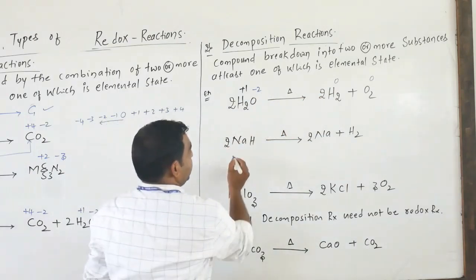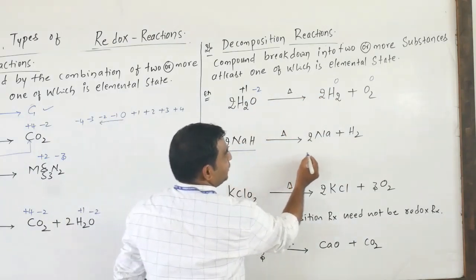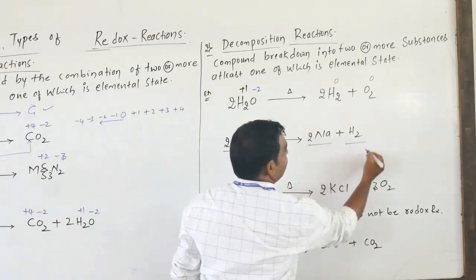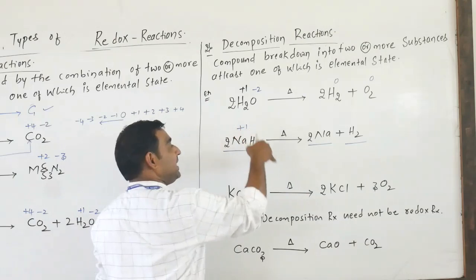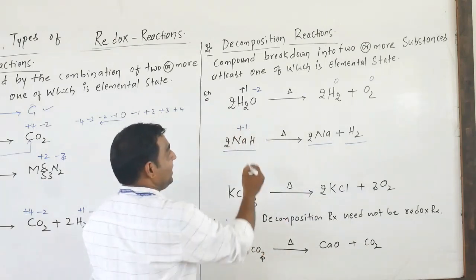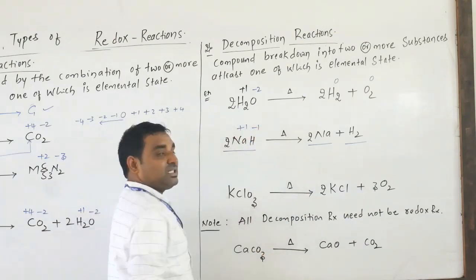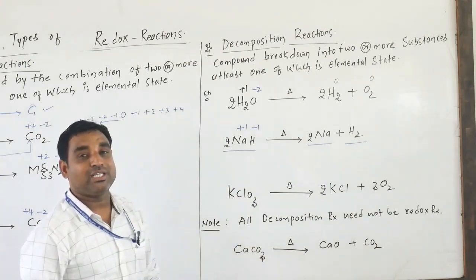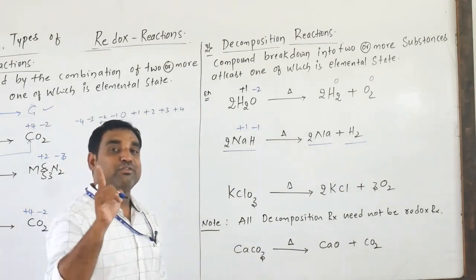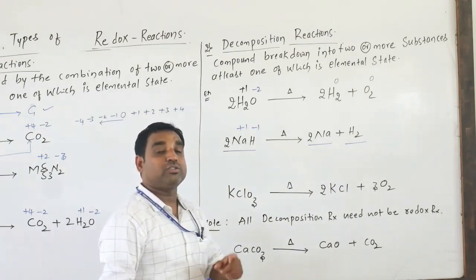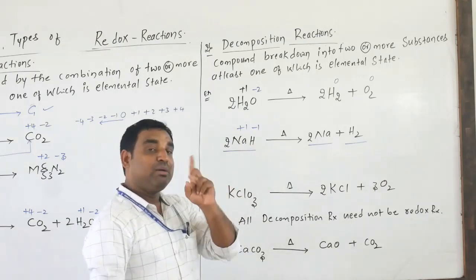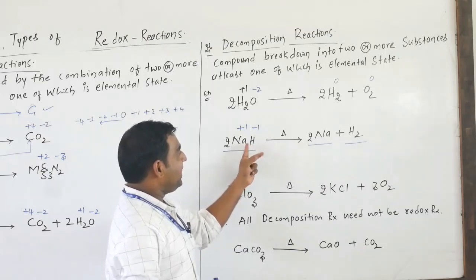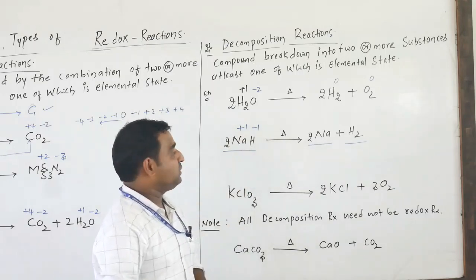Now sodium hydride upon decomposition will form sodium and hydrogen. In this case, sodium has a +1 charge, hydrogen has a -1 charge. We were discussing the rules to calculate the oxidation number. In the case of metal hydrides only, hydrogen gets the -1 charge. Apart from that, hydrogen gets the +1 charge. Since this is a metal hydride, hydrogen gets the -1 charge here.